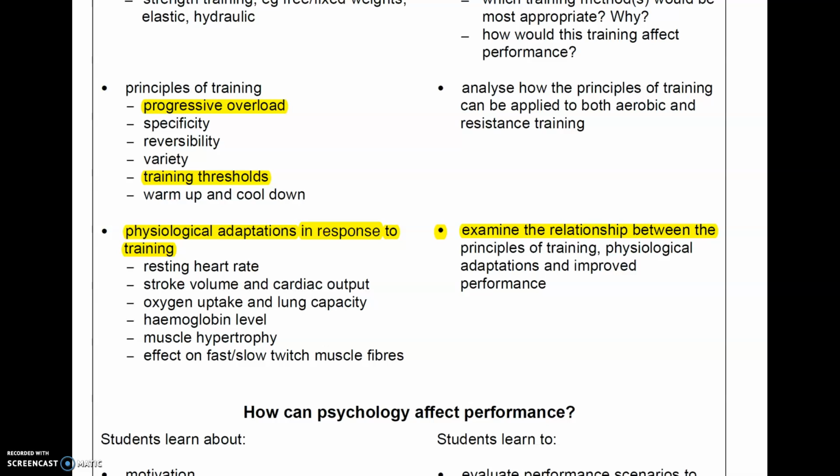As this is an aerobic training program, all of our examples must link to aerobic training and the changes they create in the body. Therefore, if we look here at physiological adaptations, muscle hypertrophy and fast twitch muscle fibers do not specifically relate to aerobic training methods.